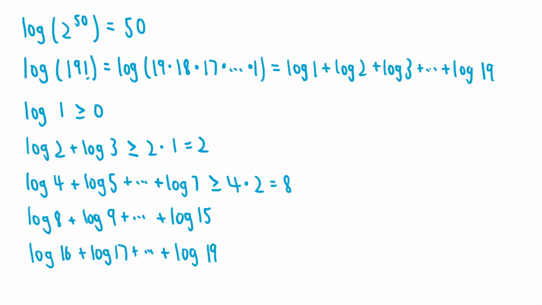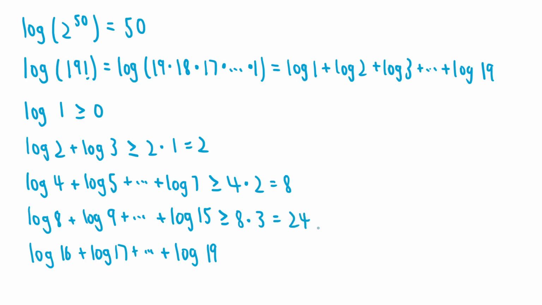So this means every term in this sum is greater than or equal to 3. So this means log of 8 plus log of 9 and so on until log of 15 is greater than or equal to 8 times 3, since there are 8 terms in the sum, and each term is greater than or equal to 3, and this is equal to 24.